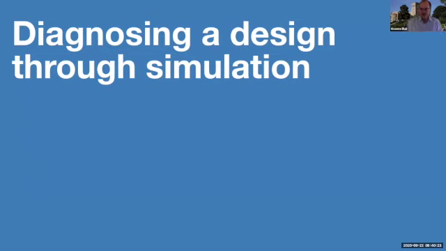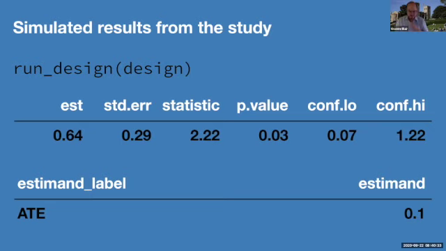So design diagnosis provides a tool that allows us to assess, for our design in our setting, what are the properties of the design? And so I'll illustrate how this is going to work. We start with one run of the design. This is just going to put together those two functions I showed you before that draw the estimates and that draw the estimand. And we'll put those together. So we get the simulated results from one run of the design.